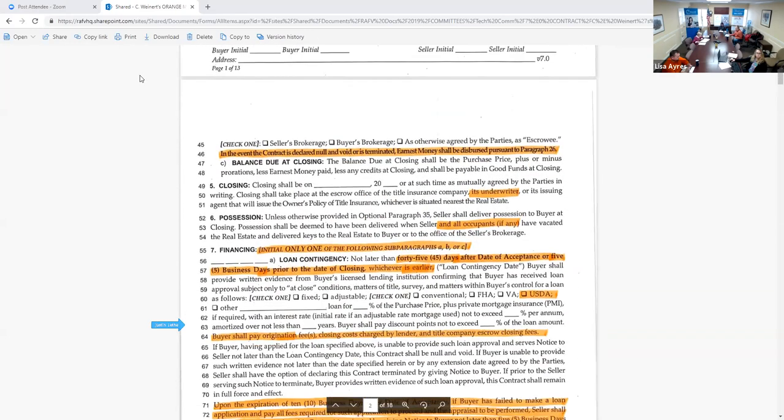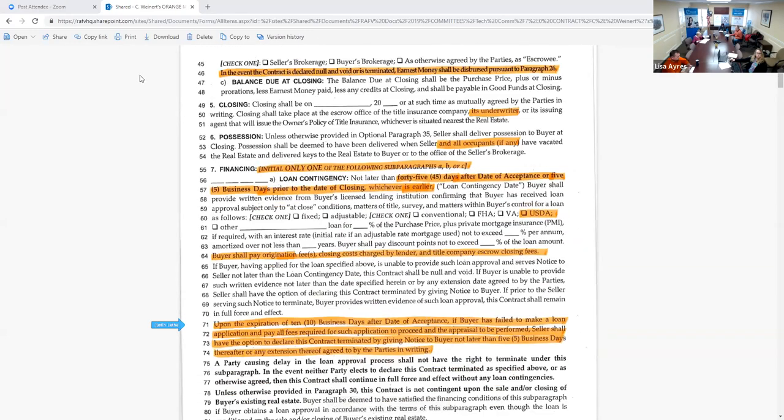Okay, moving to page two. On line 46, we talk about, in the event the contract is declared null and void or is terminated, earnest money shall be dispersed pursuant to paragraph 26. We didn't talk about early on in the document what happened if something went wrong. So we're right now giving you notice on line 46 that if the contract's null and void, the money is going to be dispersed in accordance with paragraph 26, which we will get to.